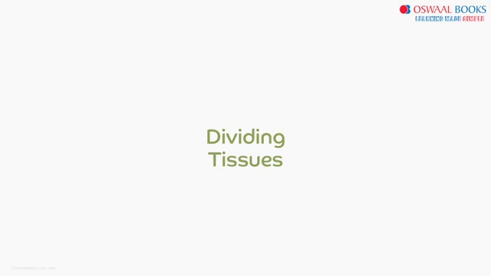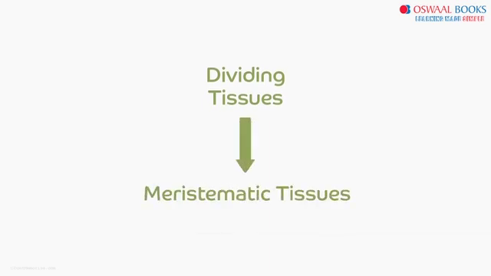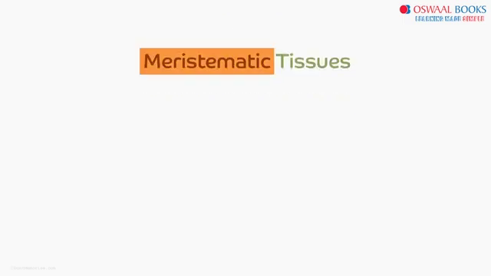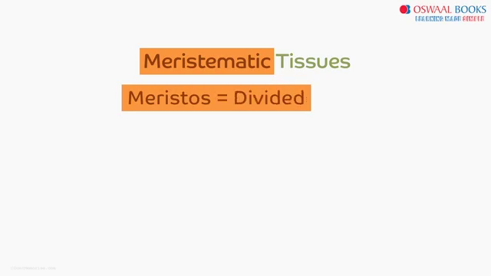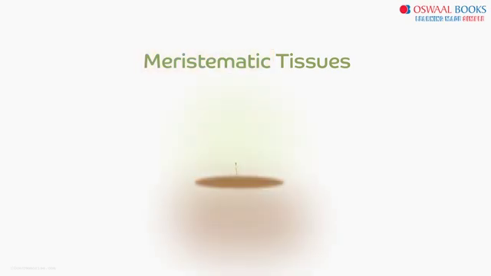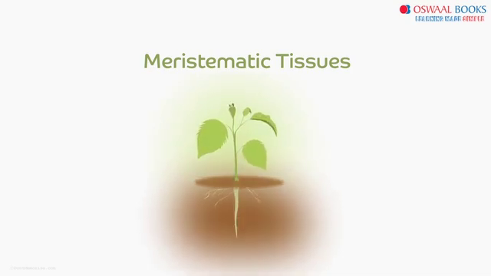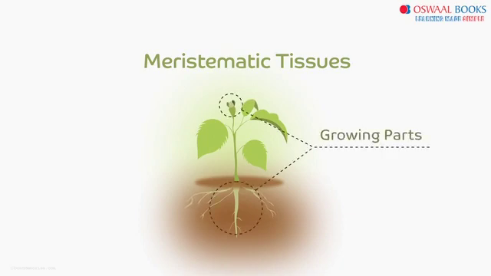The dividing tissues in plants are known as the meristematic tissues. Where does the word meristematic come from? It comes from the Greek word meristos, meaning divided. Well, the main function of this tissue is to divide and help the plant grow. So where do you think you will find this tissue? Exactly. They are at all the places where the plant's parts show growth.